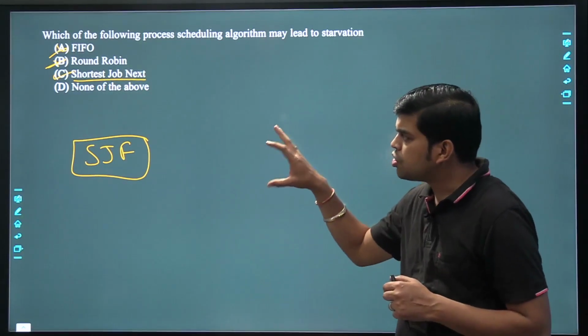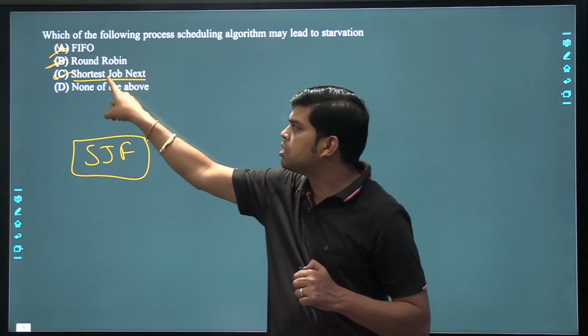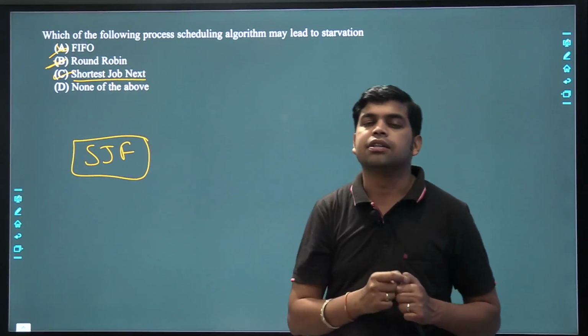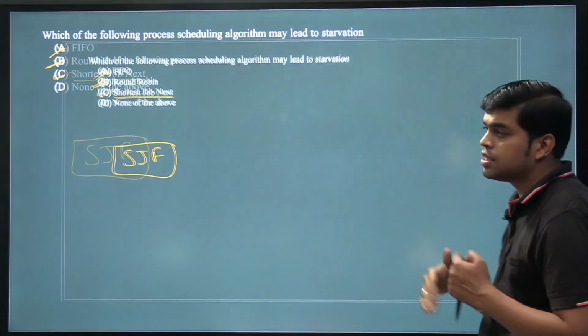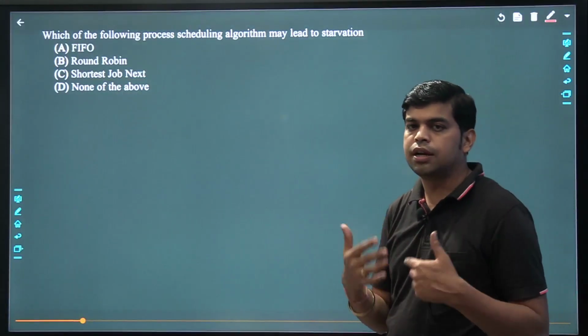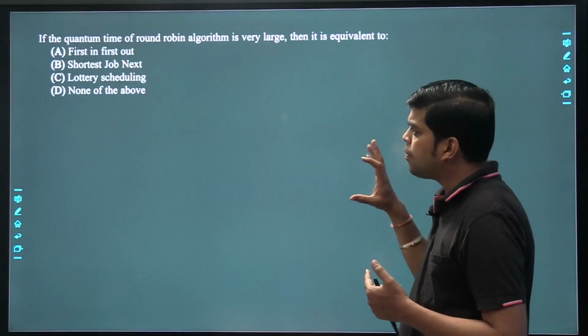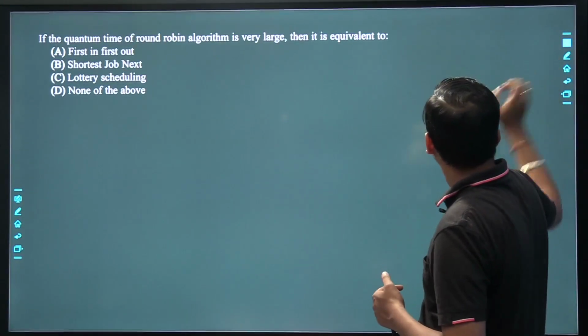It is a very easy question, and we can say that out of these three techniques, SJF definitely generates starvation. That's why we select that. Got it? Other than SJF, starvation is also possible, but it depends on which type of question is asked.